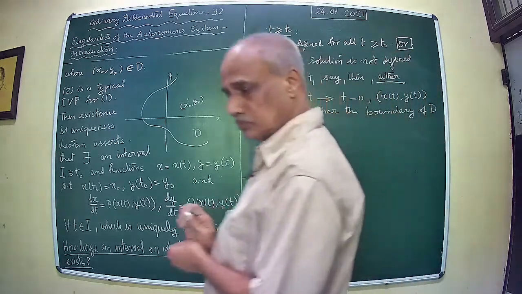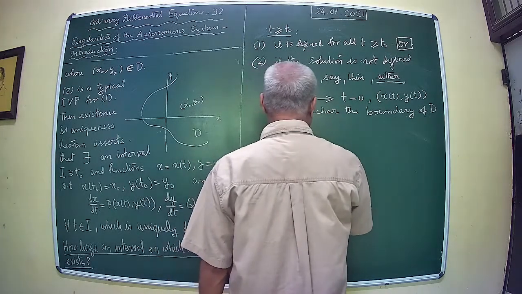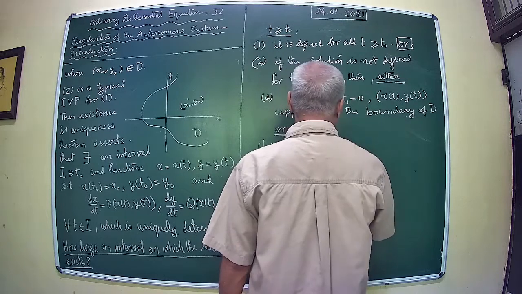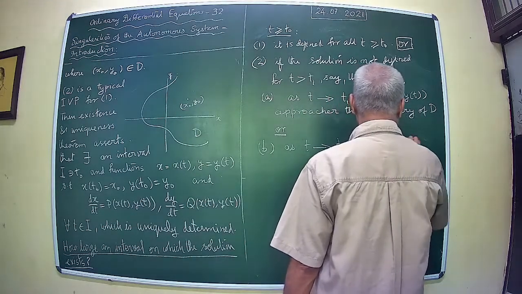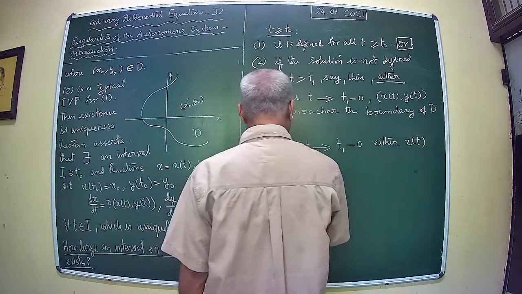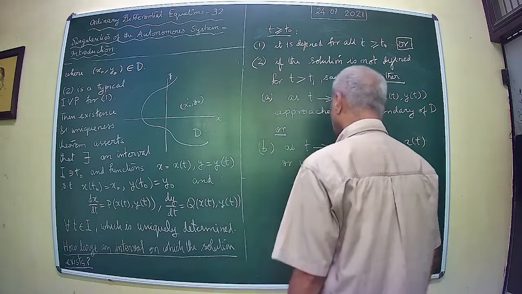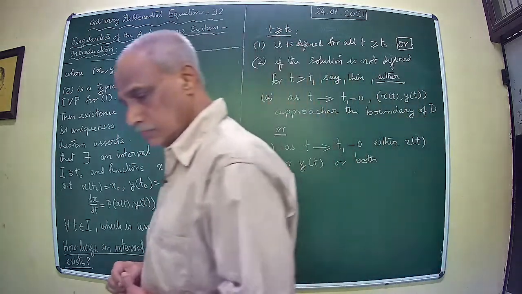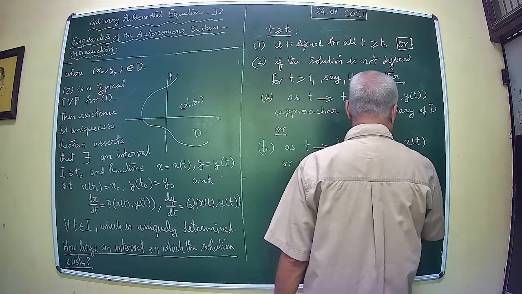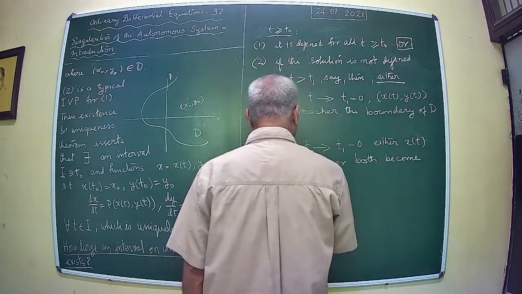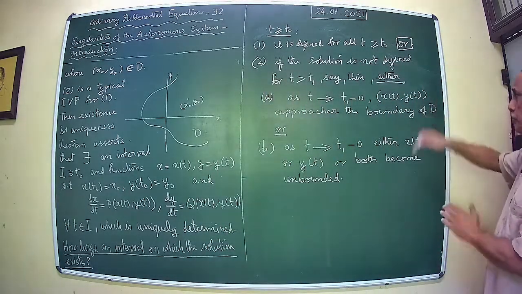what can happen as t tends to t1 minus 0 is that either x(t) or y(t) or both become unbounded. Okay, so there are two parts for the statement.